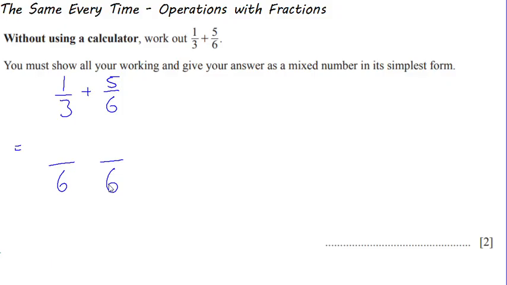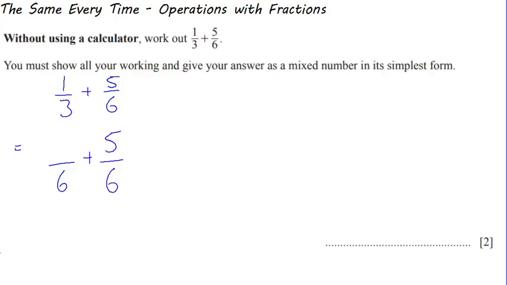It doesn't matter if you don't choose the smallest possible number, you will still eventually get to the same answer. The only problem is it's going to make your numbers bigger and perhaps a little bit trickier to work with. So we've got something over 6 plus something over 6. Well, the second fraction stays the same, doesn't it? That is 5 over 6.